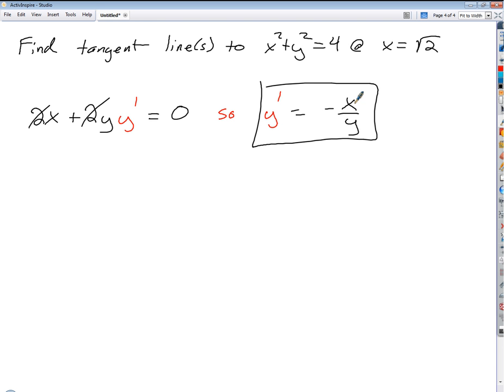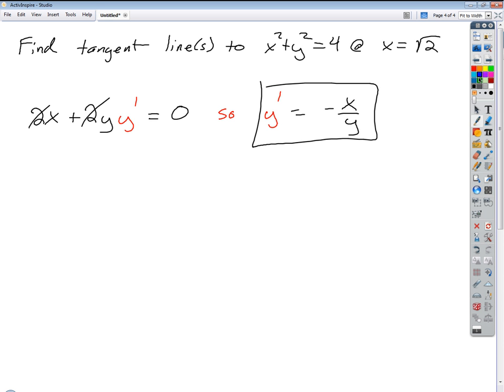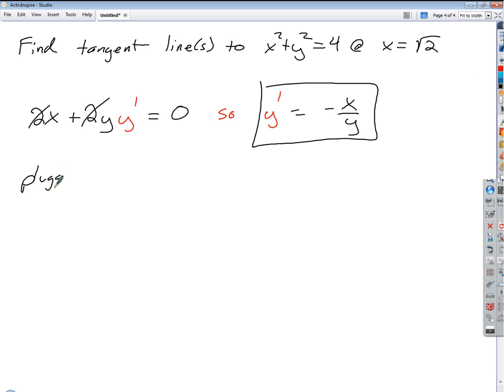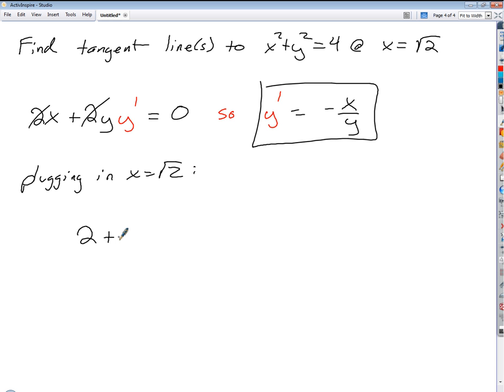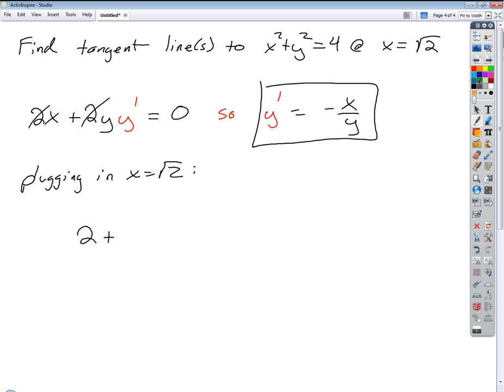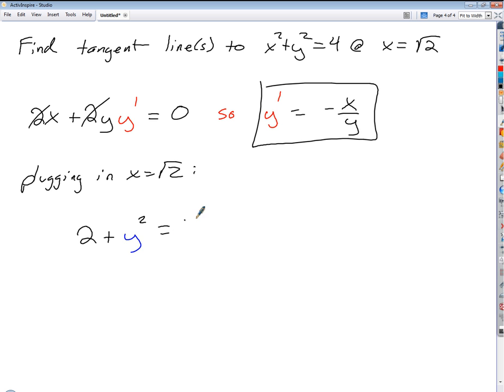This is allowing us to do something really cool here. If we take the value x equals the square root of 2, let's plug that into our relation. I was careful not to say function because it's not a function. Let's plug this in and solve for y. If we do that, the square root of 2 squared is 2. Good. So plugging in, we get 2 plus y squared equals 4, right? So what are my steps to solve for y there?